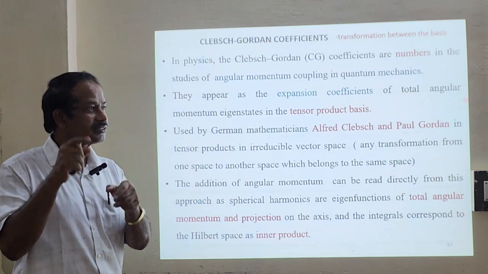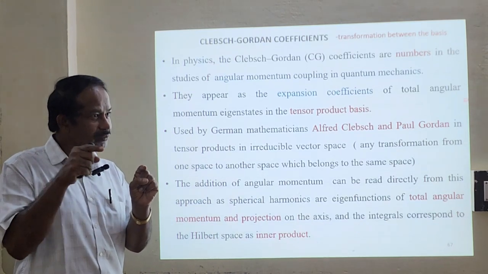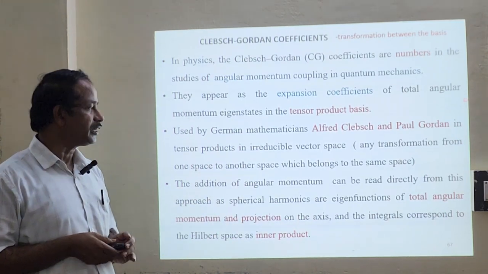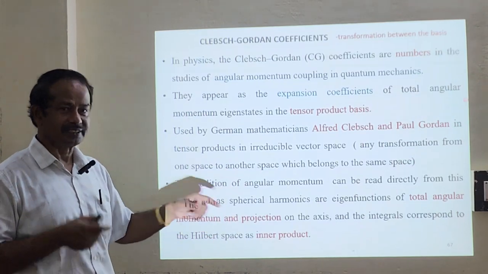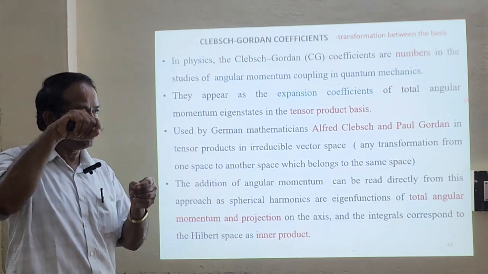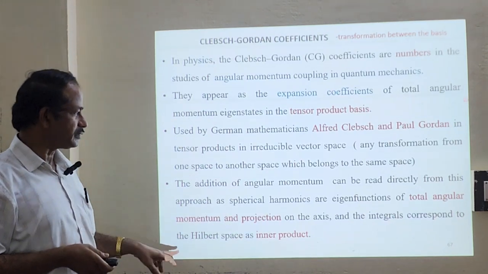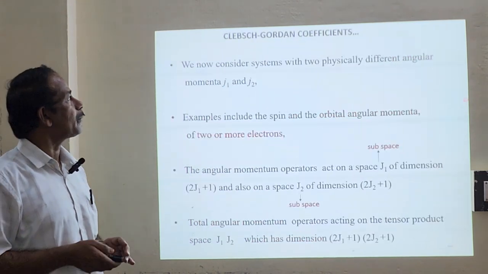J will be kept constant, its magnitude will be constant, whereas the projection operator alone will change, M alone will change. Because we are going to consider spherical harmonics as eigenfunctions of total angular momentum and projection on the axis. Projection on the axis is nothing but your M. And the integrals corresponding to the Hilbert space are the inner product. So that we know already.